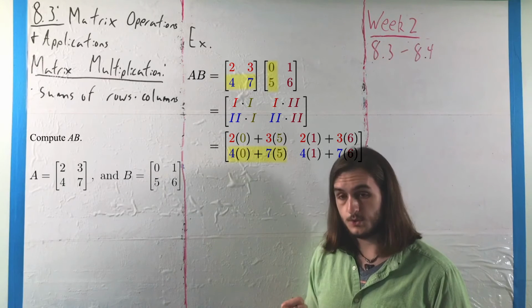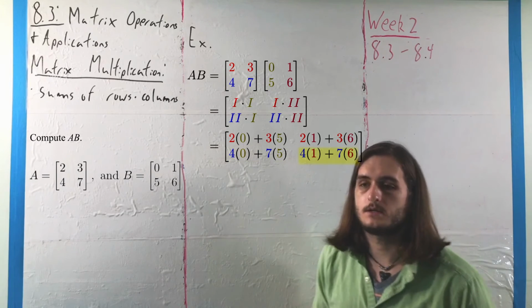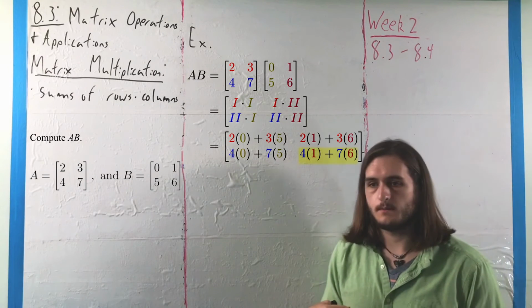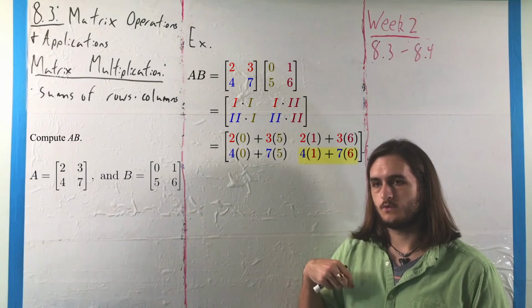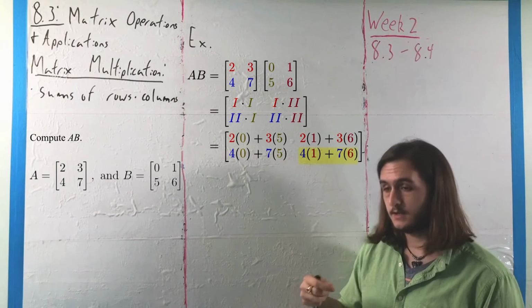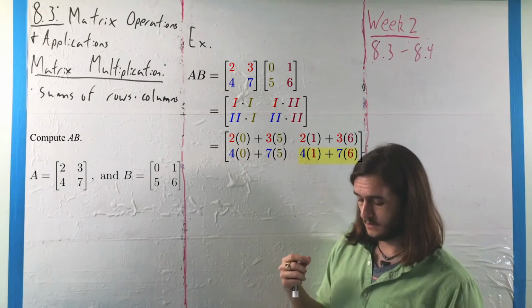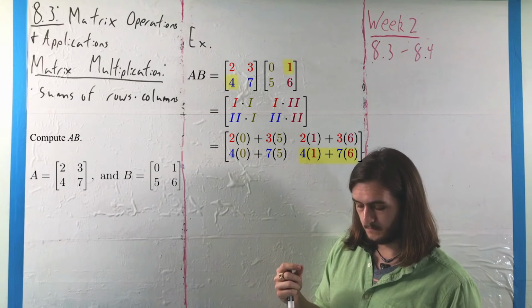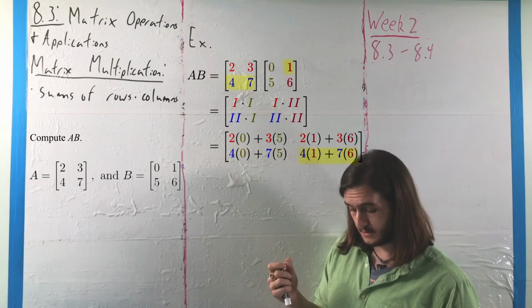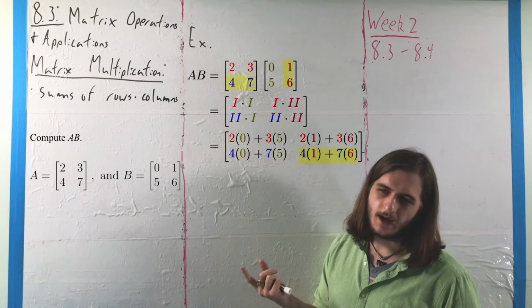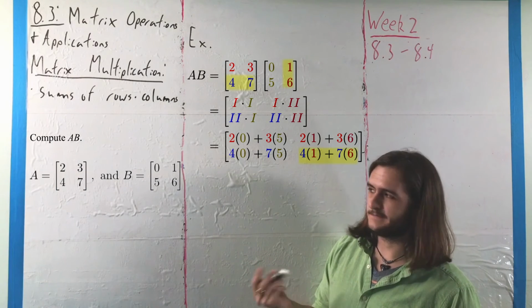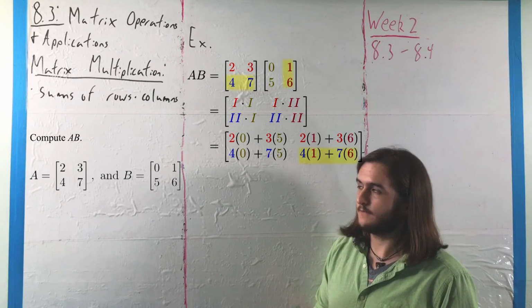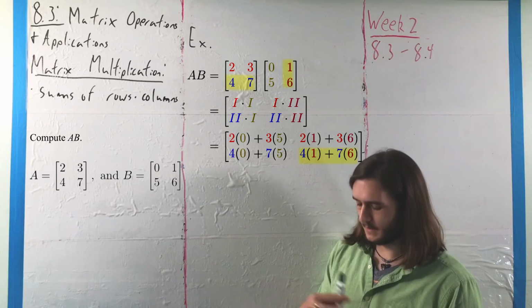While for our slot 2, 2, position 2, 2 will come from row 2 of A and column 2 of B. So we'll have 4 times 1 plus 7 times 6. And I put those in that order for consistency. Usually we like to write things left to right for a reason that I'll talk about in a minute.